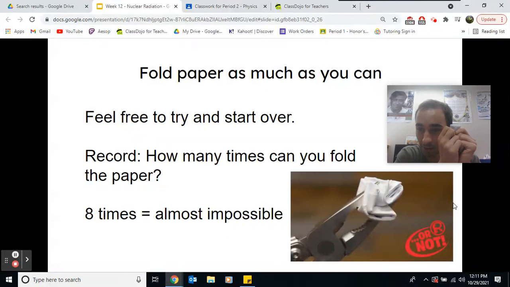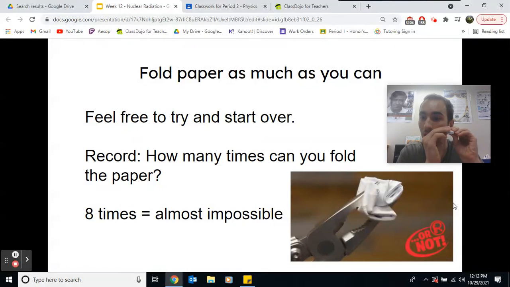Now try and make it this small. How hard was that? Okay? And then try and do it again, and write how hard was that last fold. Okay? Almost 8 times to fold this paper should be almost impossible. Okay? So every fold that you did, write down how hard was it each time. And if you're curious how many times you could fold it, go backwards.